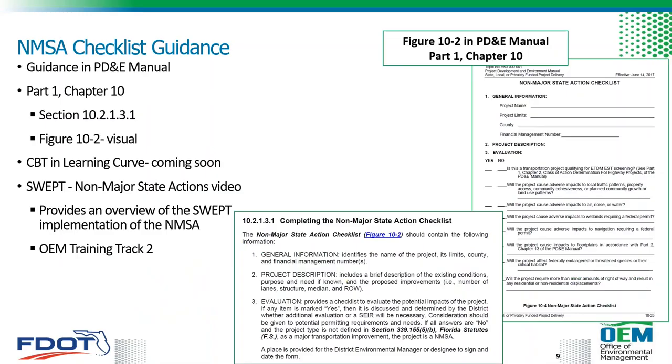And there's guidance available on preparing the non-major state action checklist. And this is in Part 1, Chapter 10 of the PD&E manual. And there's guidance in the text of the chapter. There's also a visual that is a form. And we are working on a CBT that should be available soon that kind of shows what all is involved in this process. Also, OEM's training webpage has a video that provides an overview of how the non-major state action is prepared and in SWEPT. And I believe Ruth is going to get to this also a little bit later in this training.